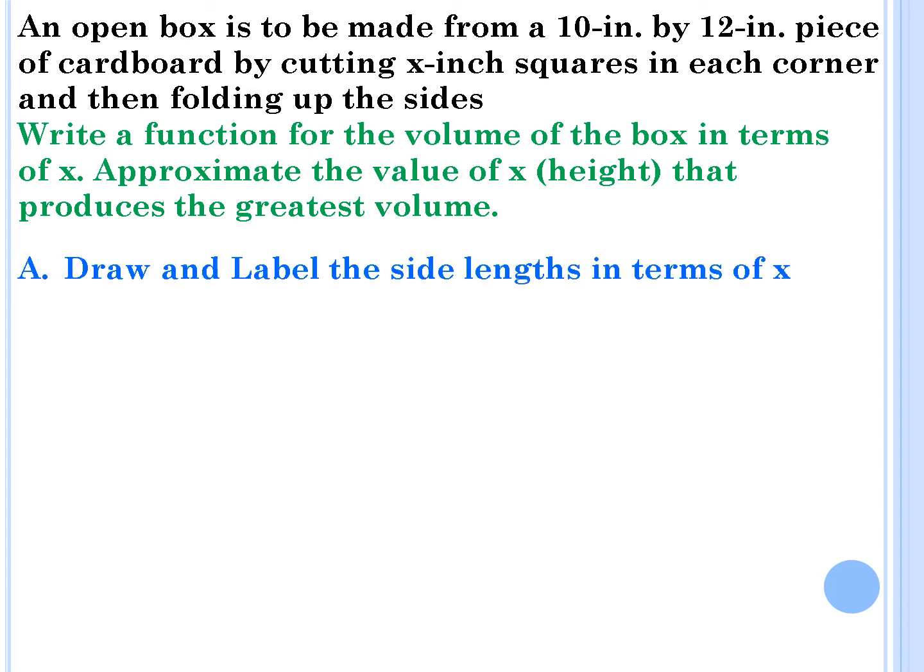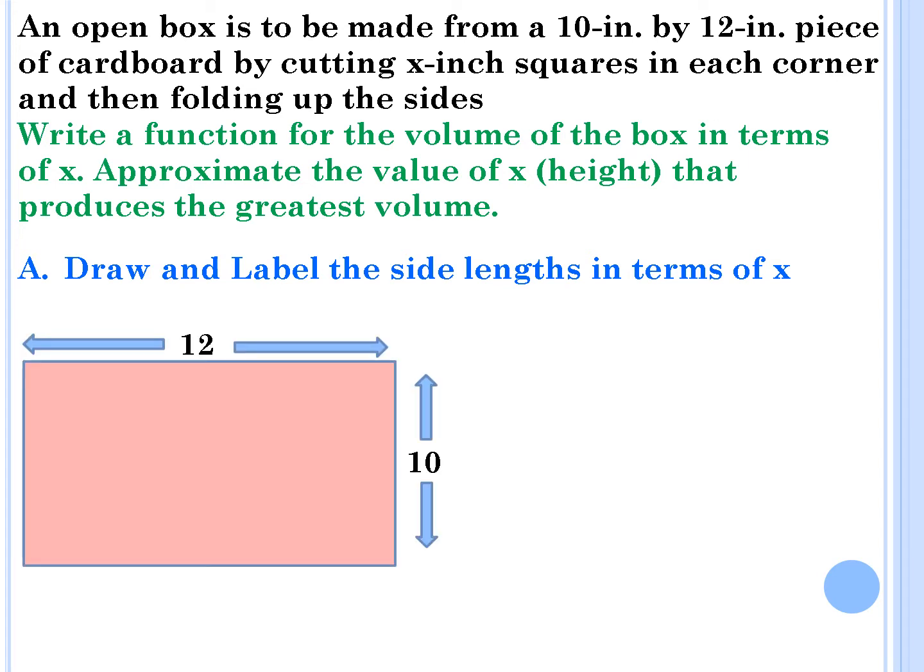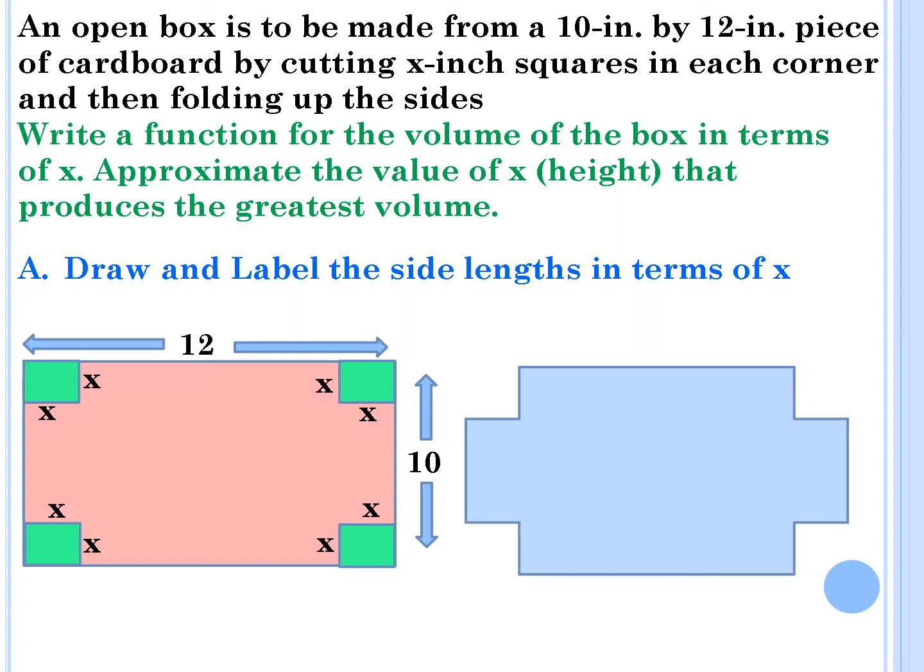So, the first thing we need to do that we learned about in geometry is that we need to draw and label a picture. We can't go anywhere until we draw and label a picture. So we start with a 12 by 10 inch piece of cardboard. Then from each corner, we are going to cut a square that is x by x in dimensions. So the green illustrates the square that's going to be cut from each corner. So when we remove those corners, it looks like this.